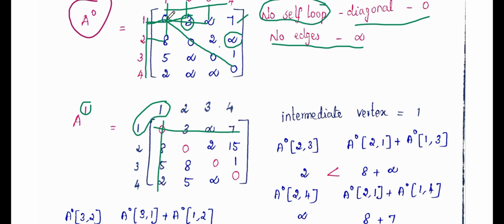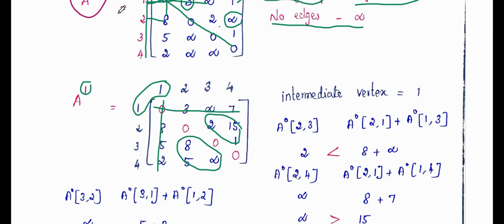So we write the same values from A0. No need to change the row and column of 1, because 1 is the intermediate vertex. Simply copy the values from A0. Then we find the other values. Because the diagonal values are 0, you already know this. Just update these remaining values, that is enough to find the A1 matrix. Clear?